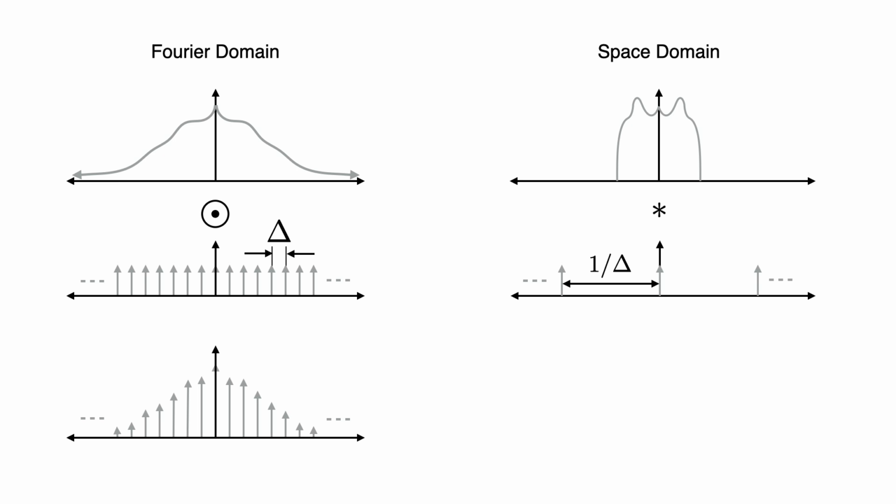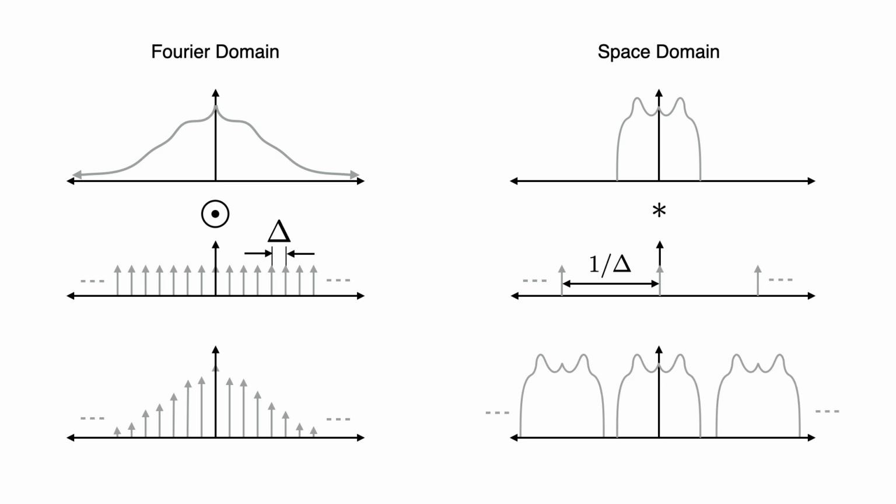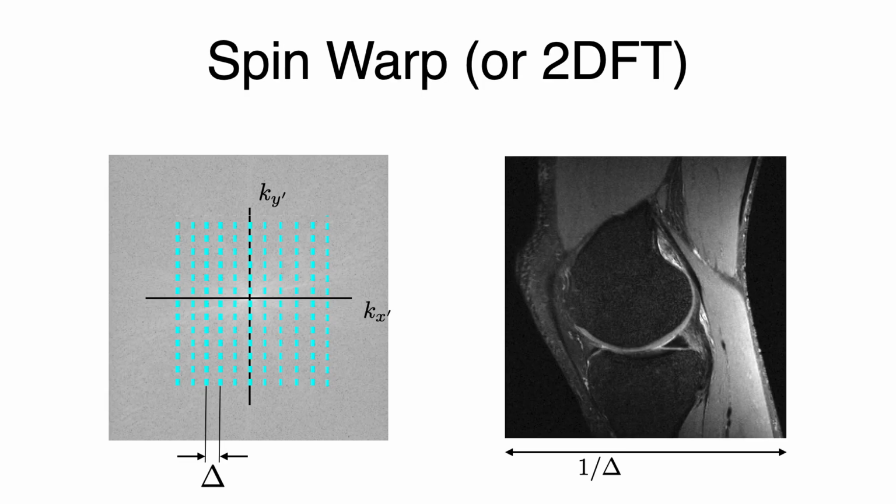These are our samples. And in the output, we get the space domain function convolved with this comb function, which is just replicas of the space domain function. And we see that as long as 1 over delta is greater than the width of the space domain function, then the replicas don't overlap. We can simply isolate the center replica, and that's our reconstructed function. This tells us that the lines in the Fourier domain must be closer than the inverse of the width of our object in order to avoid aliasing.